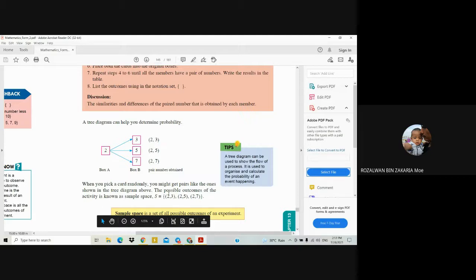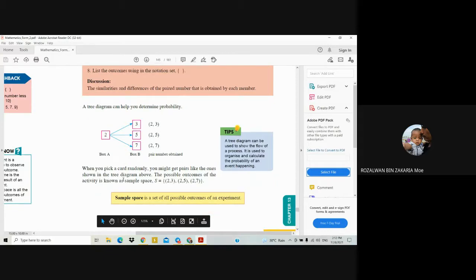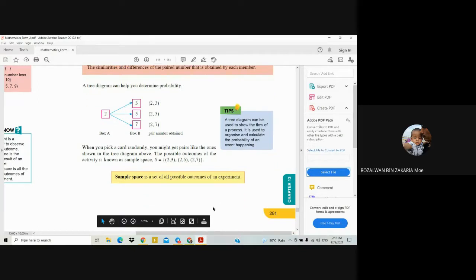So that's why inside there you write in brackets (2, 3), (2, 5), (2, 7). This one is the sample space, which is all the possible outcomes from this tree diagram. So the sample space is a set of all possible outcomes of an experiment. Okay, next.